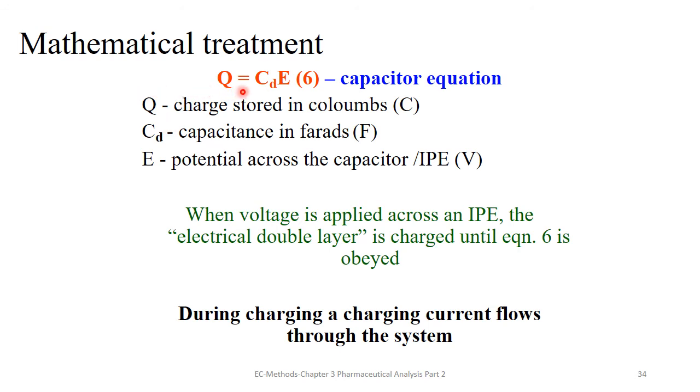as Q = CdE. Q here is the charge stored in coulombs, Cd is the capacitance in farads, and E is the potential across the capacitor. When voltage is applied across an IPE, the electrical double layer is charged until this equation is obeyed. During charging, a charging current flows through the system.